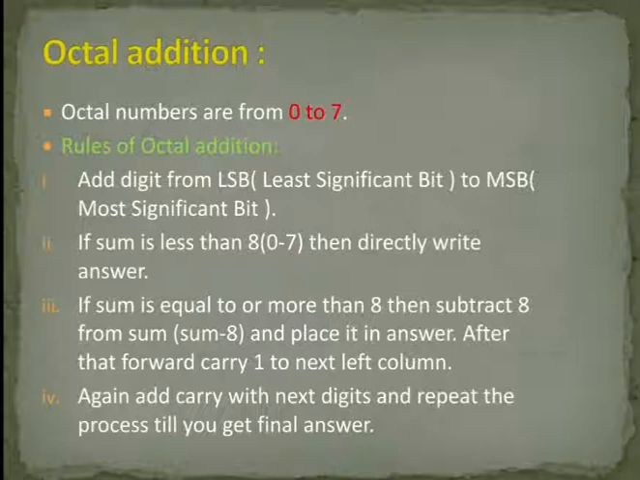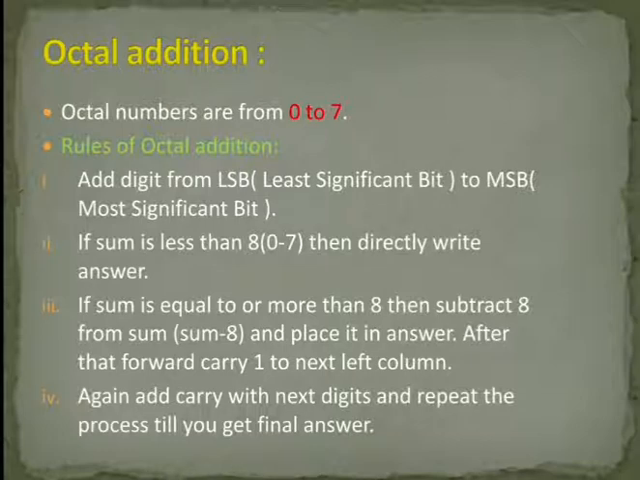You all know that octal has digits from 0 to 7. And a few rules we have to follow. First rule: if we are adding octal numbers, we have to add from right to left, each digit from right to left, what we do in our normal addition. Means from least significant to most significant.